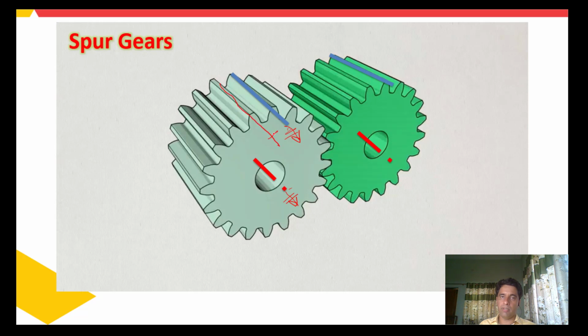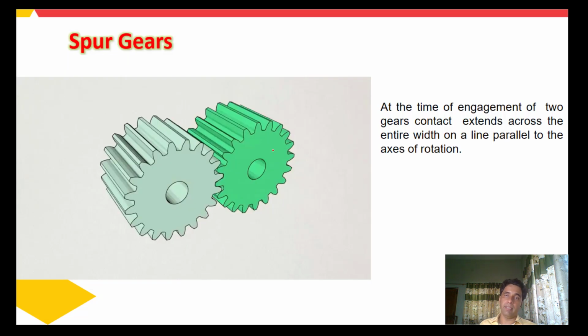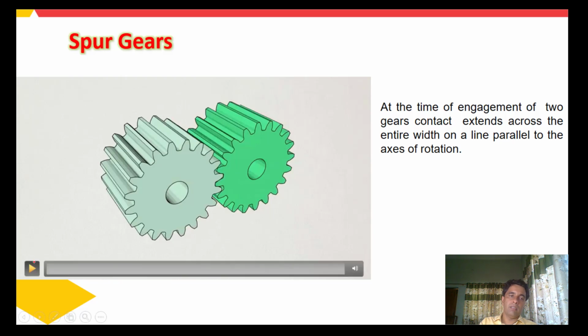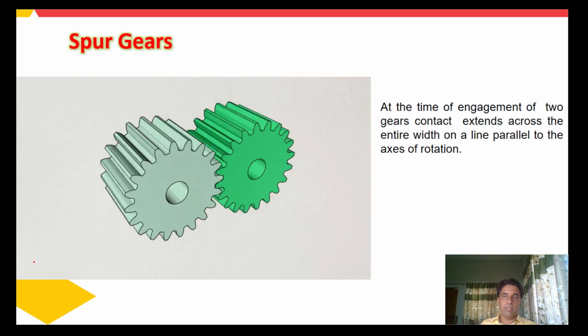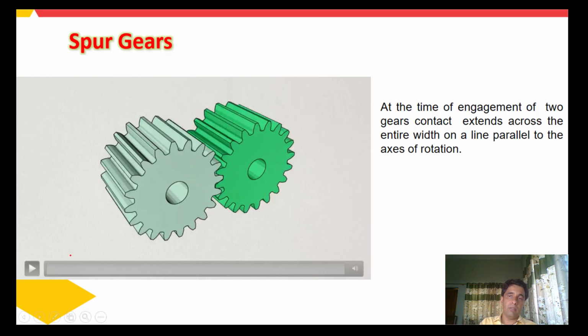Gear teeth are basically parallel to the axis of rotation. So that is how the spur gear gets identified. Then we can see in this small animation, at the time of engagement of two gears, contact extends across the entire width on a line parallel to the axis of rotation.